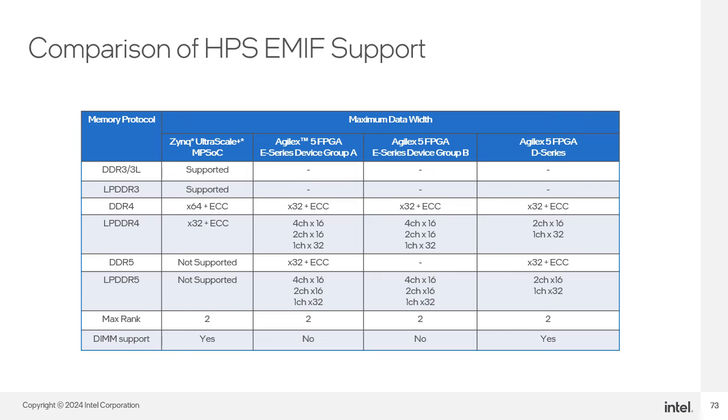HPS EMIF support on Agilex 5 devices is slightly different compared to the Fabric EMIF. This is due to the data width for one channel of HPS EMIF interface cannot span more than one I/O bank. For example, a single DDR4 x64 cannot be supported because it needs more than one single I/O bank to implement all the address command lanes and data lanes. However, you could place one DDR4 x32 in bank 3A and another DDR4 x32 in bank 3B. 4-channel x16 configuration for LPDDR4 and LPDDR5 uses both banks 3A and 3B.